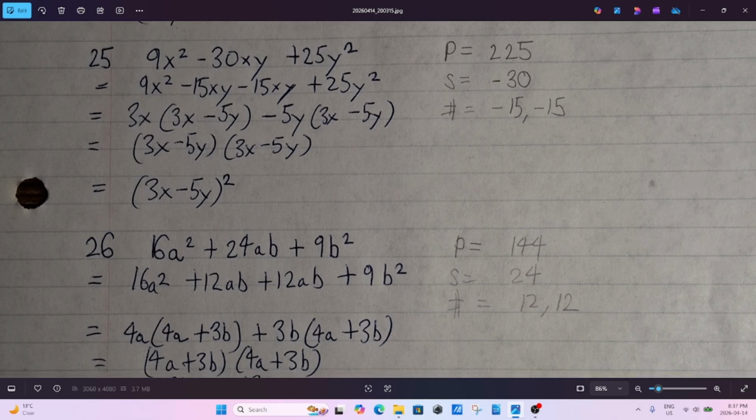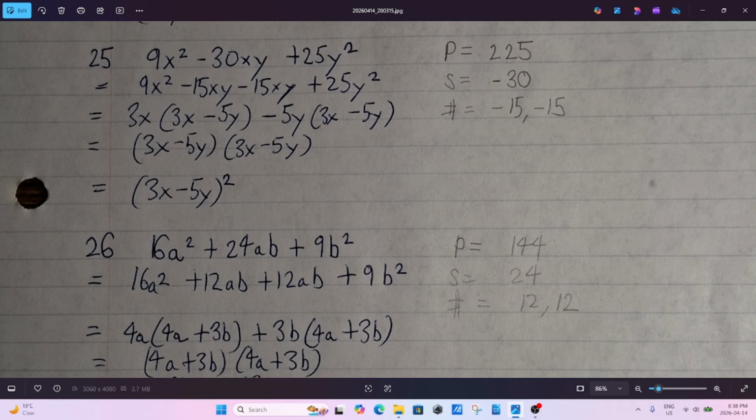25, 9x squared minus 30xy plus 25y squared. So here we have to think of the product, which is 225, and the sum is negative 30, so the numbers are negative 15 and negative 15. So we split the middle term into negative 15xy and negative 15xy. Factor the first two terms, factor the last two terms. We get 3x minus 5y times 3x minus 5y, which is just 3x minus 5y squared.